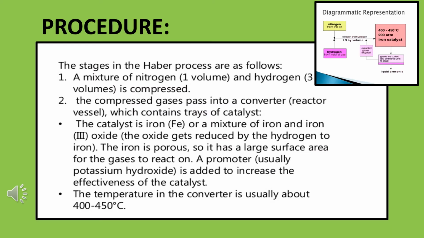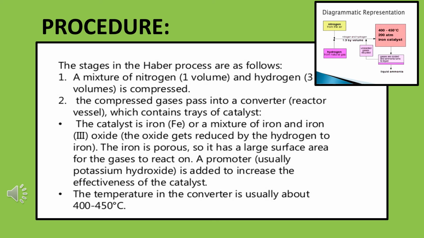Here I am explaining the formation of ammonia in Haber's process. That is the procedure. The procedure involves some stages in the formation of ammonia. A mixture of nitrogen and hydrogen is compressed in 1:3 volume. The compressed gases pass into the converter or reactor vessel which contains traces of some catalyst like finely divided iron.